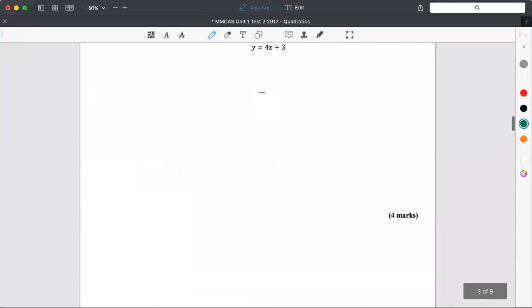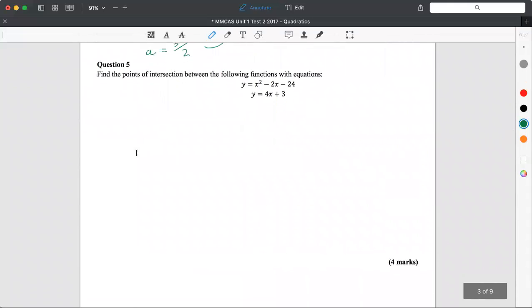Hopefully we're almost there. Find the points of intersection between the following functions with equations, that and that. Okay, we're going to talk a bit more about this soon, but what we can say for now is when you need to find where any two equations, I should say graphs, intersect, you just need to set them equal to each other. So let's do that. And we're going to get 1 mark for just doing that. So that's a good start. We just need to set them equal to each other.